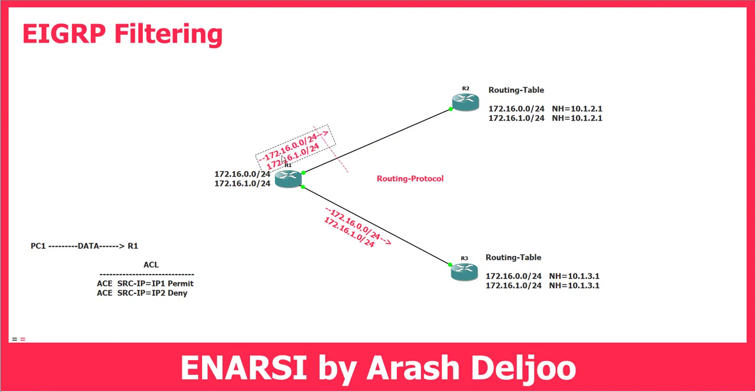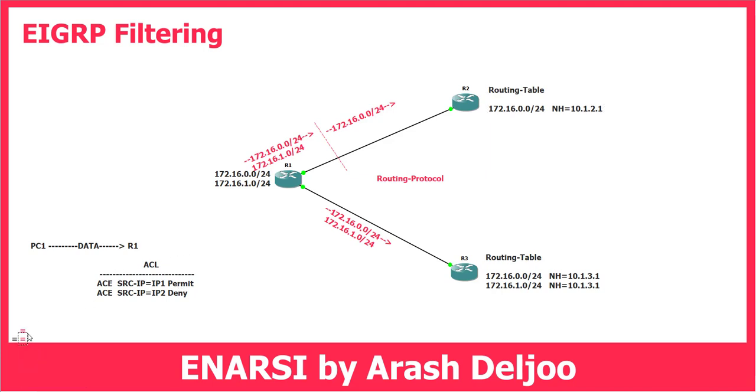Actually, when you are sending the update from R1 to R2, before sending this update out to router 2, router 1 can filter some of the routes. For example, we don't want to send 172.16.10.0/24 to router 2. We can filter this update, and the result is that in the routing table of router 2, we will not have 172.16.10.0. Here we have only 172.16.0.0/24. This is the result of this filter.